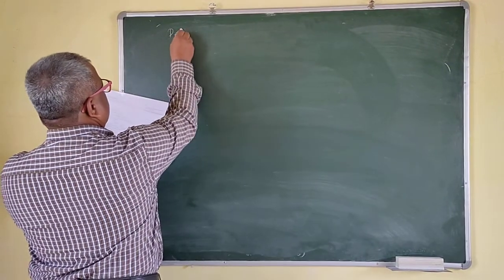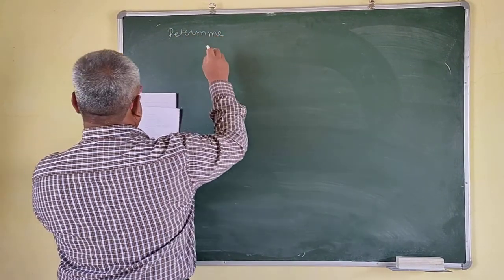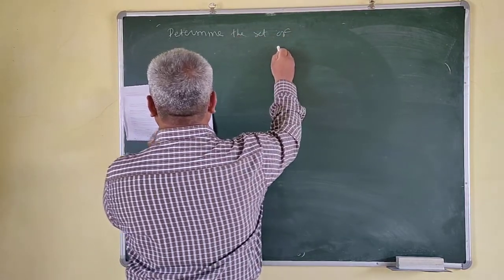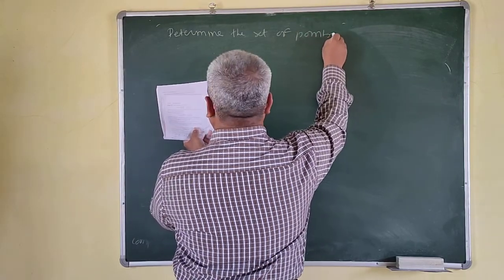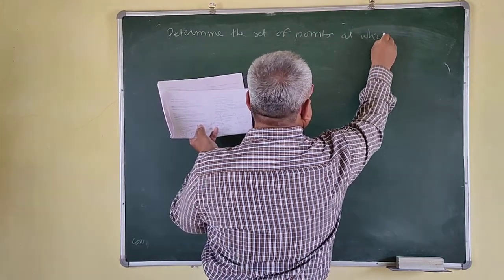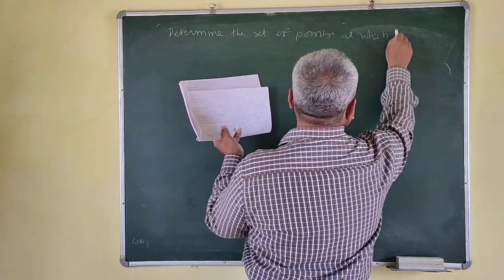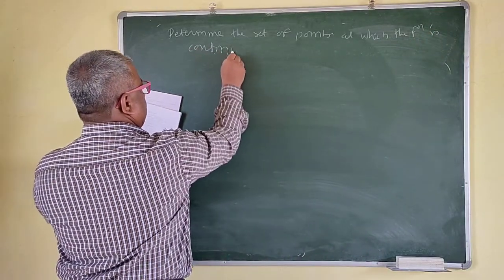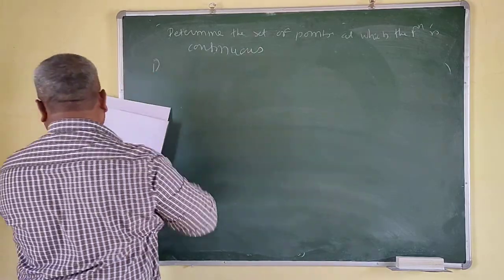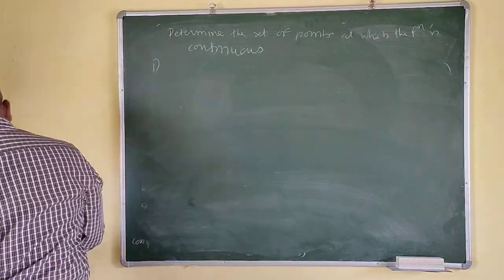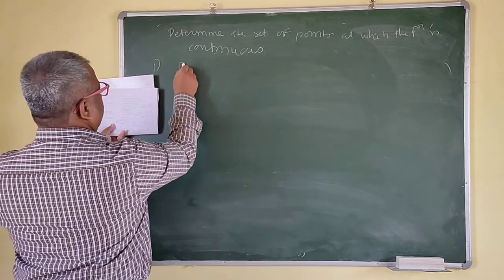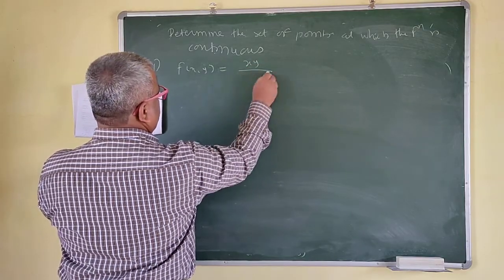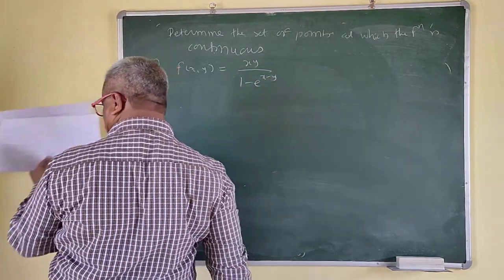Determine the set of points at which the function is continuous. So we take the first problem. The question is the same for all. So the first one is f of xy is equal to xy upon 1 minus e raised to x minus y.